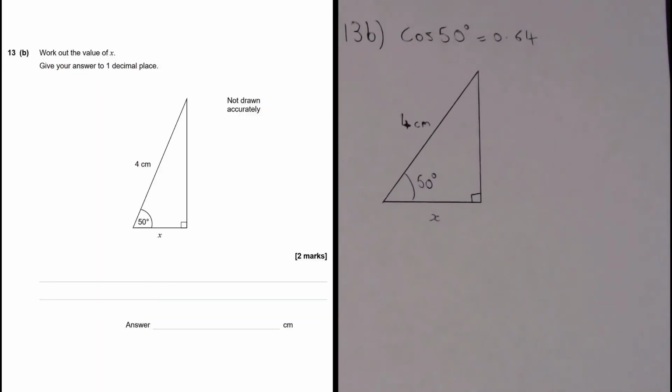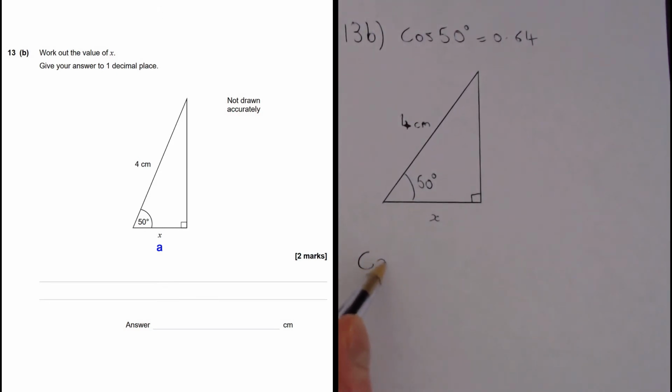In part B we are given another triangle and we are asked to work out the value of x, and we need to give our answer to 1 decimal place. Now notice that we have a right angled triangle, we are given the hypotenuse, and we need to find the adjacent to the angle, which is x. Notice that the angle in this triangle is 50 degrees. Now we know from the previous part that cosine of 50 is 0.64. So let's use that to work out x.